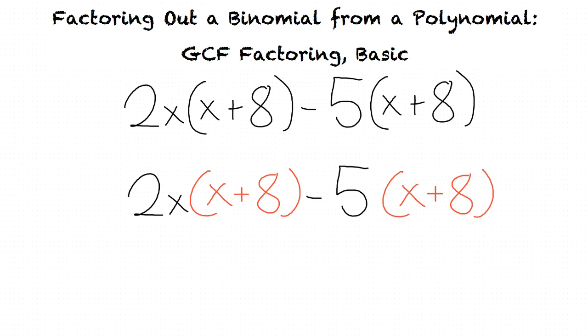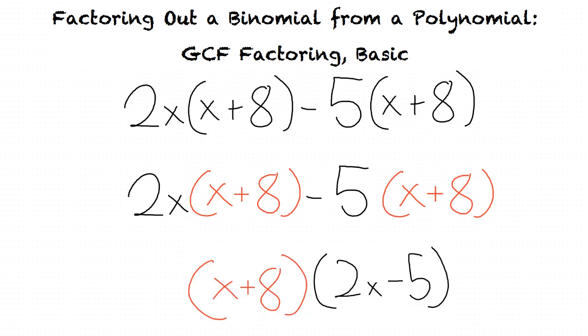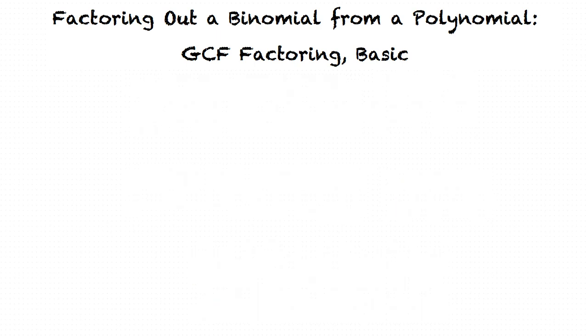After that, we combine the two expressions, which results in our final answer of x plus 8 times 2x minus 5. What would happen if there was not an expression in front of the polynomial? Great question! If there is no binomial present in front of the polynomial, then the integer left will be 1.